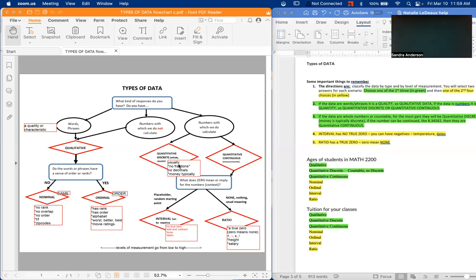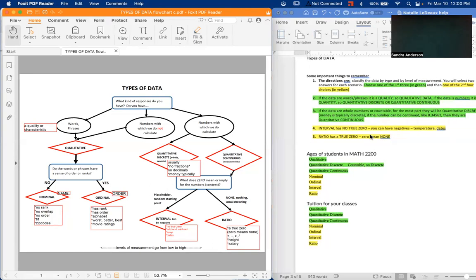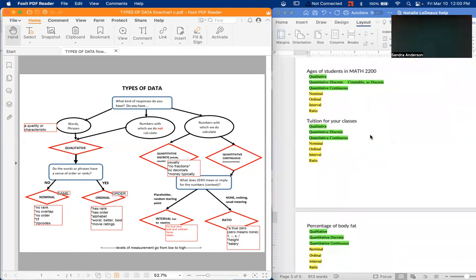So again, you choose one of these three in the green, and then you choose one of the level of measurements of these four that I have indicated over here in yellow. So hopefully that kind of helps you out here. And I have written some of that here for your choices in green and yellow as well. And I wanted to walk through a few examples to help you out here.